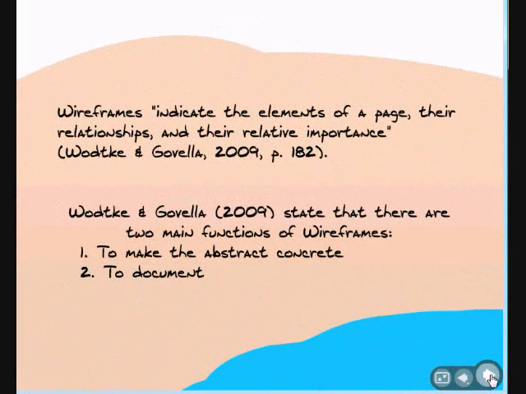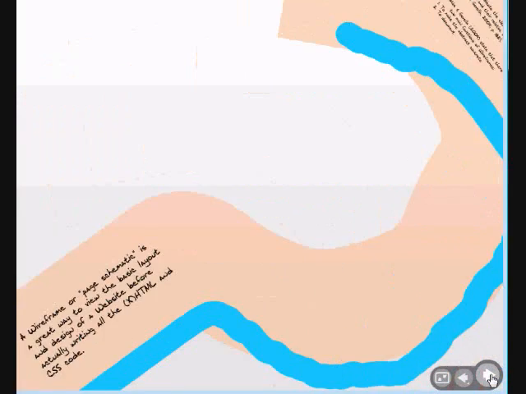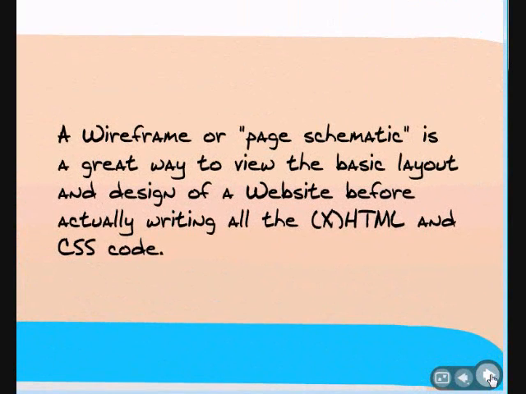Wireframes indicate the elements of a page, their relationships, and their relative importance. There are two main functions of wireframes. The first is to make a concrete image of the abstract idea of a page. The second is to document decisions and why those decisions were made during the creative process. Wireframes are a great way to view the basic layout and design of a website you're creating before actually writing all the HTML or CSS code.